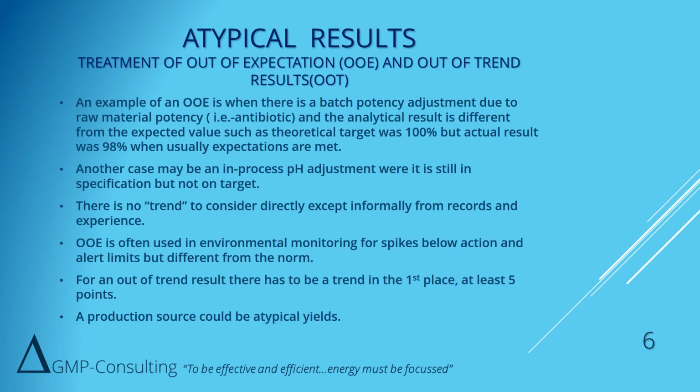Before we start, I realize that there's a lot of discussion on the internet, LinkedIn for example, about out of expectation and out of trend results, and some confusion about what they are and what OOSs are. So out of expectation may be an example where there's a batch potency adjustment. So you've got the potency of the starting material and you make an adjustment, but the final result is not what you expected. So that would be an OOE, and you might investigate what happened there. Similar process to out of spec, but nothing's out of spec yet.